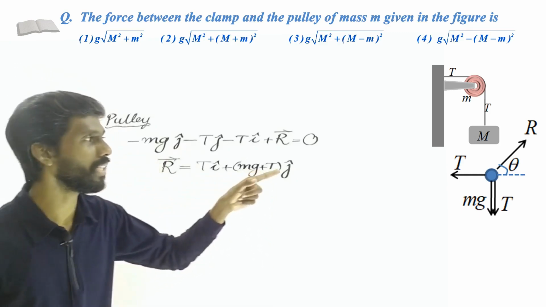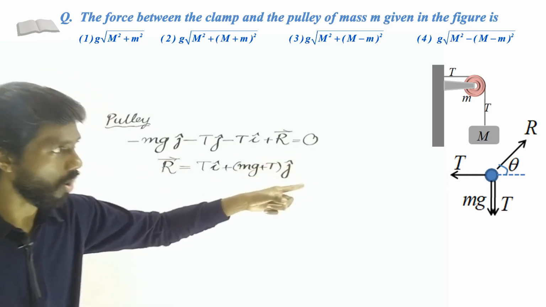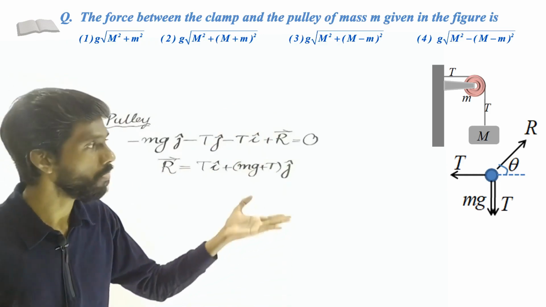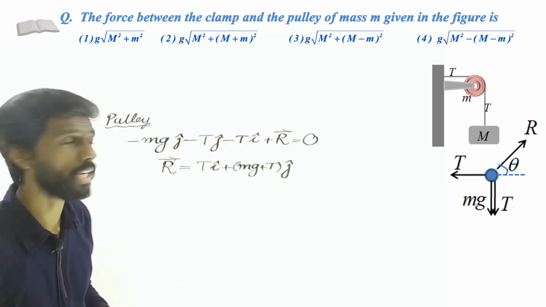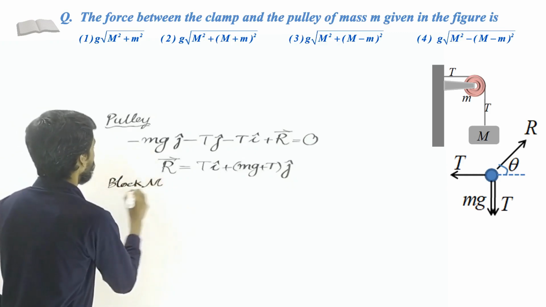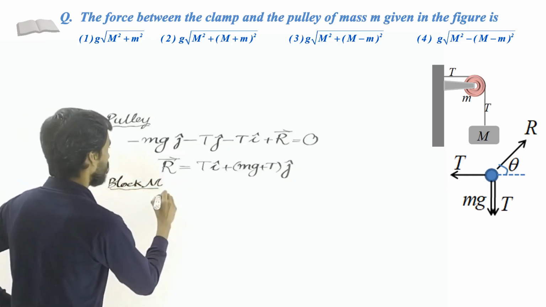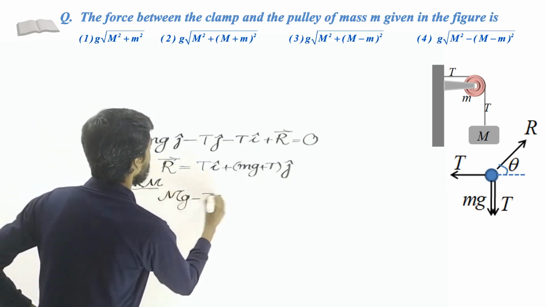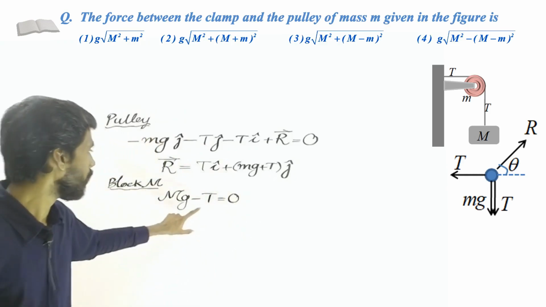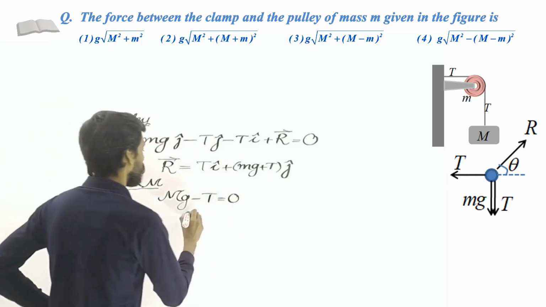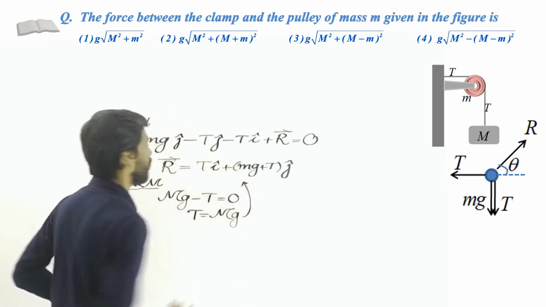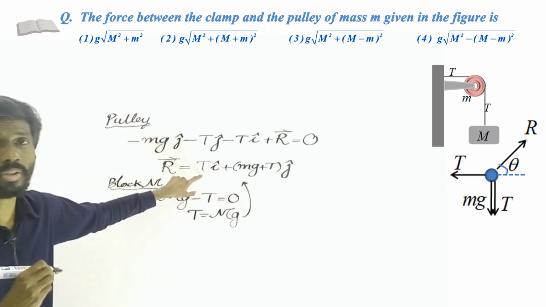For that we will consider that block M. What are the forces acting on that block? Again, gravitational force in the downward direction and also the tension force in the upward direction. So for the block M, the gravitational force mg is acting in the downward direction minus the tension acting in the upward direction. That must be equal to 0 because it is in equilibrium. So T is mg only. So that T can be substituted in this expression, and that will give you our required answer.